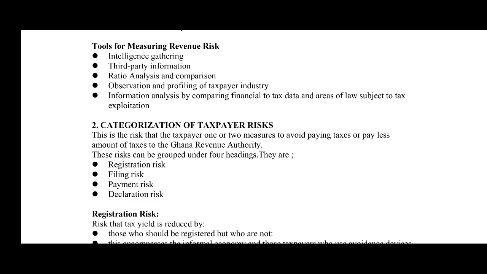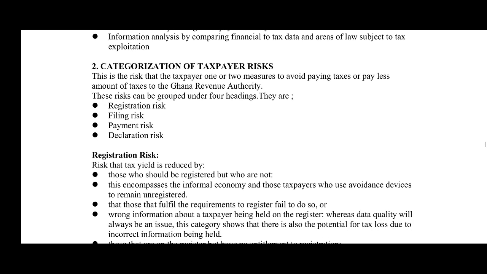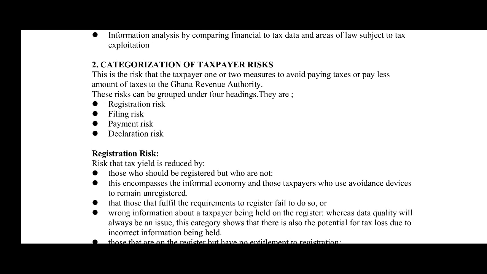So categorization of the risk. This is the risk that the taxpayer takes one or two measures to avoid paying taxes or pay a lesser amount of taxes to the GRA. So this risk can be grouped under four headings. They are registration risk, filing risk, payment risk, and declaration risk. So anytime you see audit risk in the exam, these are most of the risks that they are talking about.